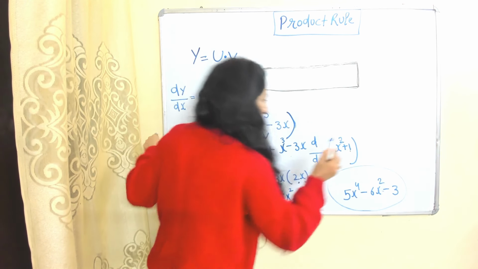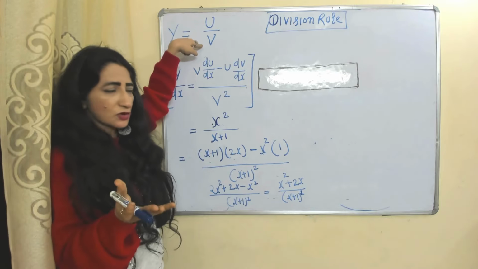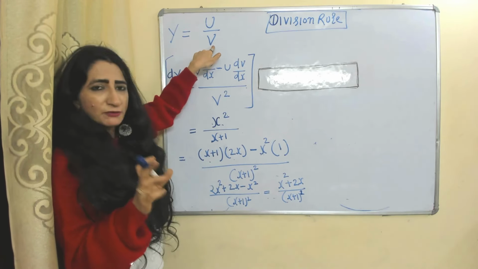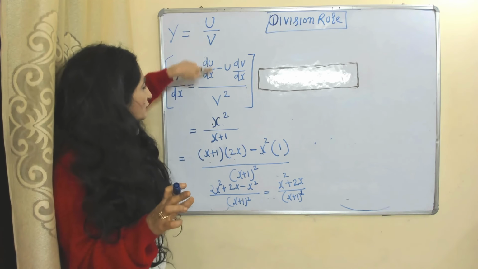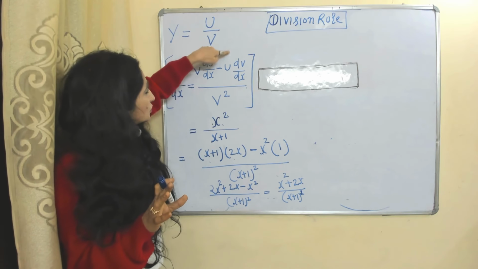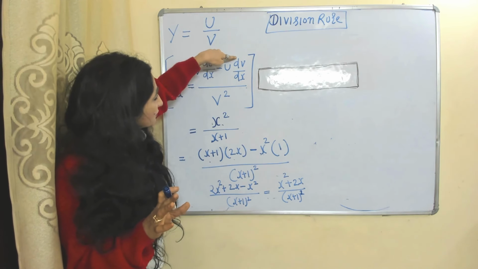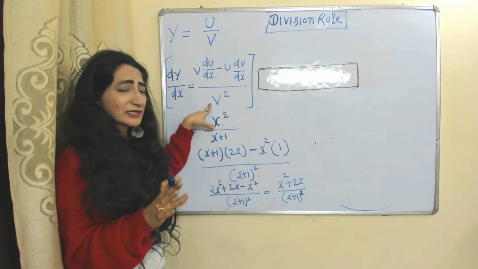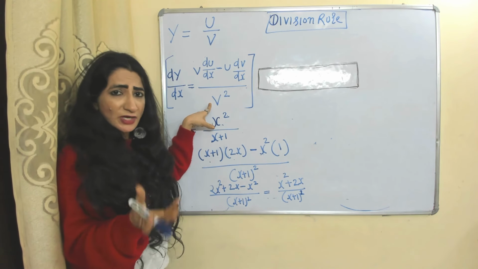Now we'll see the division rule. Given u by v, because we are talking about the division rule. So in such a case, first of all v, which is the denominator, we will keep as it is and differentiate u with respect to x. Then apply minus sign. Then keep u as it is and differentiate v with respect to x, and divide by v square, that means divided by the square of the denominator. We will clearly understand with the help of one example.